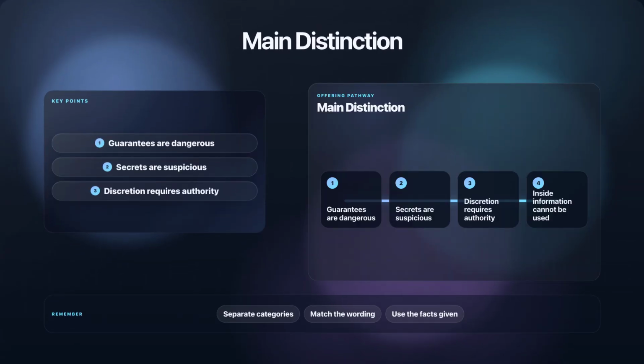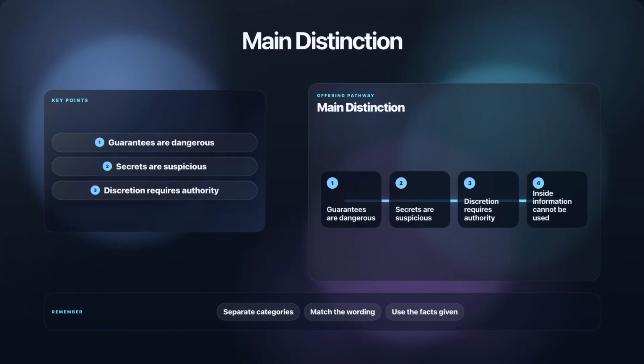The main distinction to remember is this: guarantees are dangerous. Also remember that secrets are suspicious. SIE distractors often sound familiar, but the correct answer depends on the exact category described in the question.